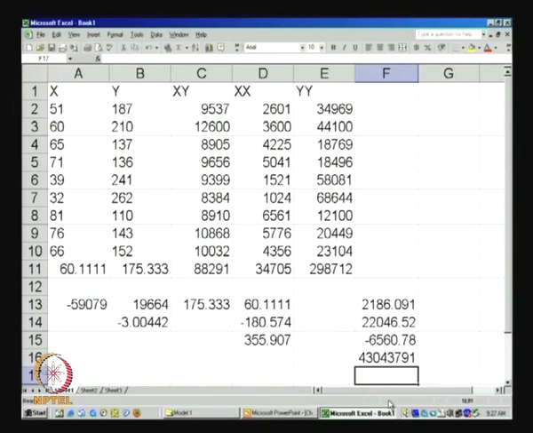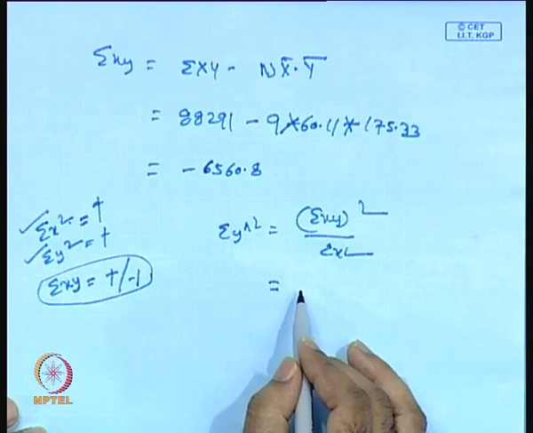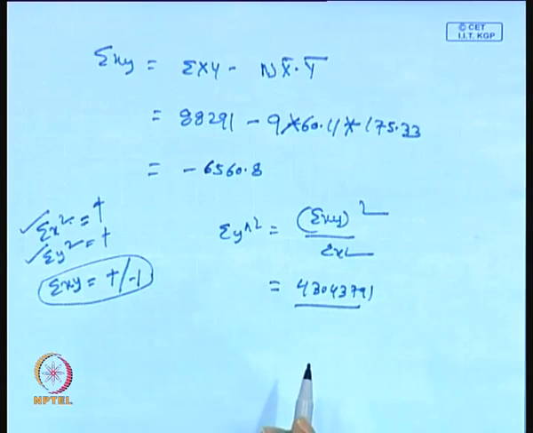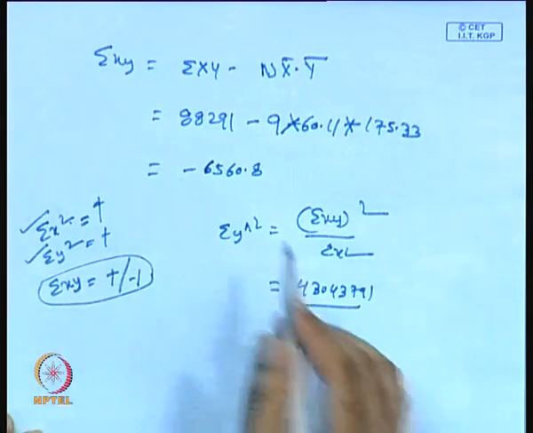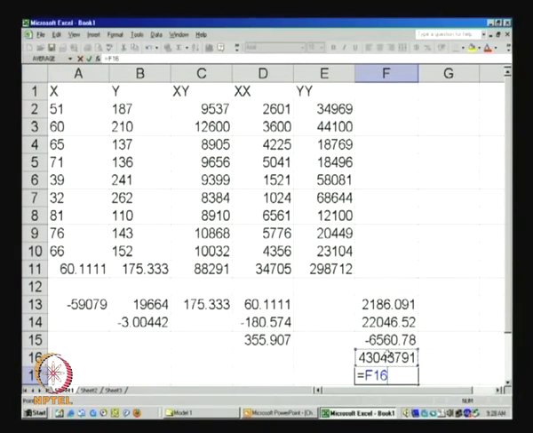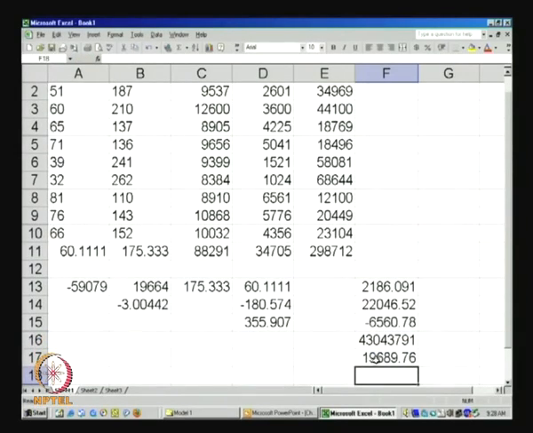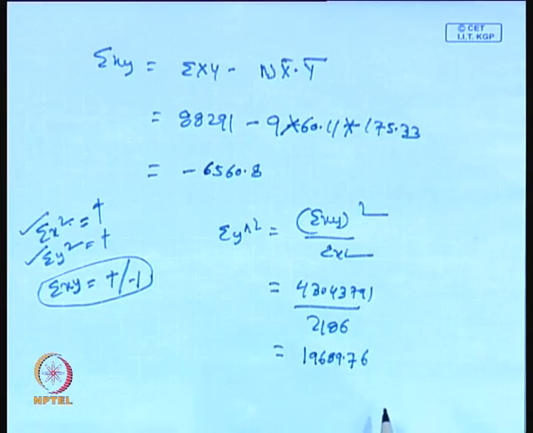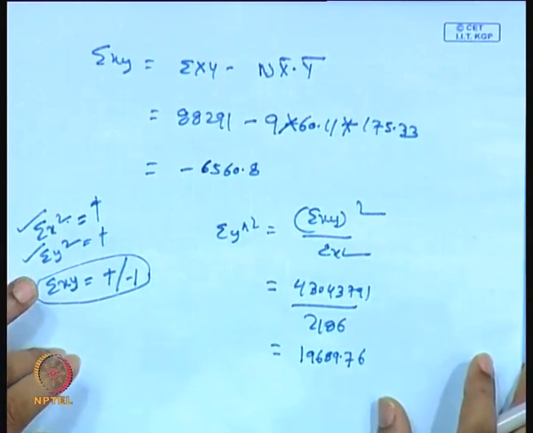What is summation x square? So, now this is 430,43791 divided by summation x square. Summation x square is nothing but 2186. Okay. So, we need to divide this by 2186.1. So, summation y hat square is coming 19689.76. Okay. So, this is y hat square. So, now our standard structure is almost all okay.